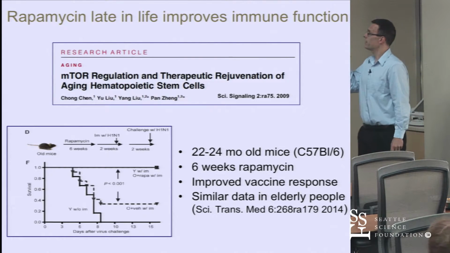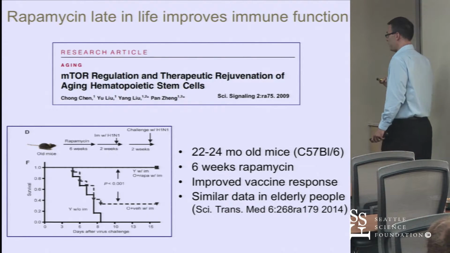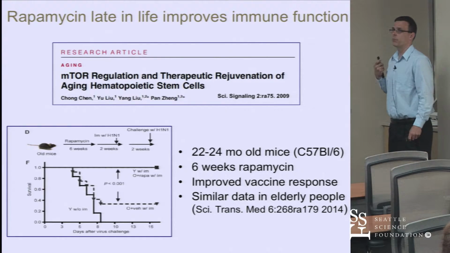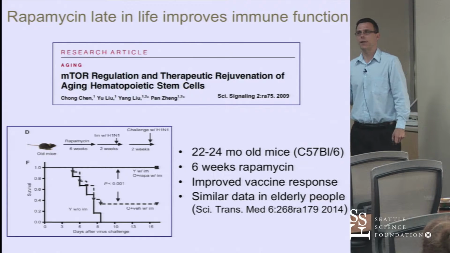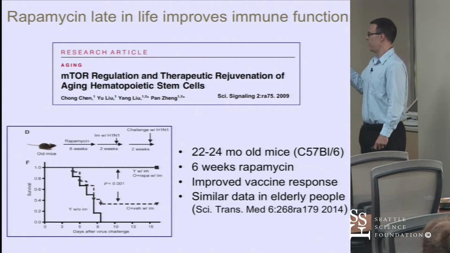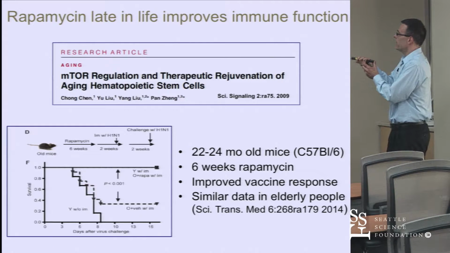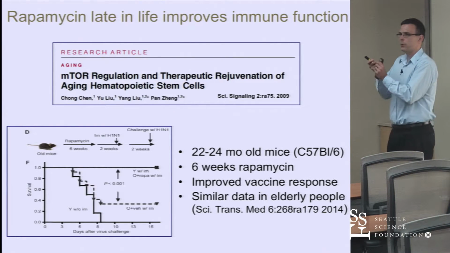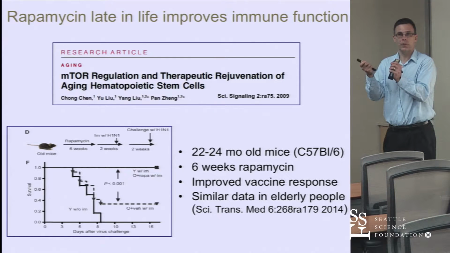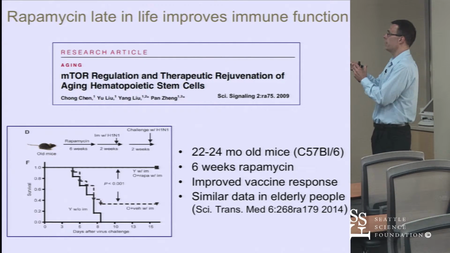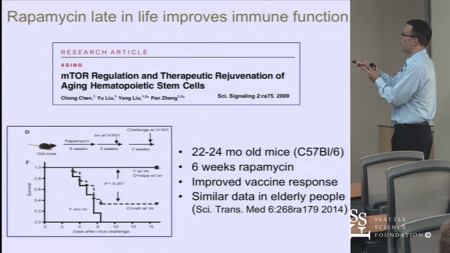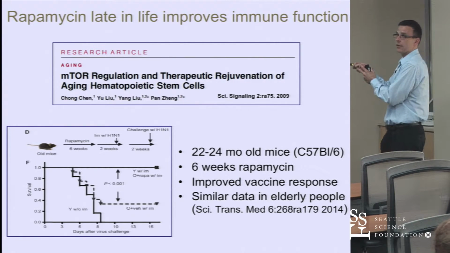So this is the study that I was just referring to in mice. This is work from Pan Zhang's lab at Michigan, where they were asking what is the effect of rapamycin on age-related immune decline. I'll just take you through this figure quickly. This is, again, using an influenza vaccine followed by an influenza challenge as a measure of age-related immune function. In this case, these mice are, I think, 22 to 24 months old. They got 6 weeks of rapamycin or placebo, and then they were taken off the drug and immunized with a flu vaccine, and then 2 weeks later challenged with a live flu.